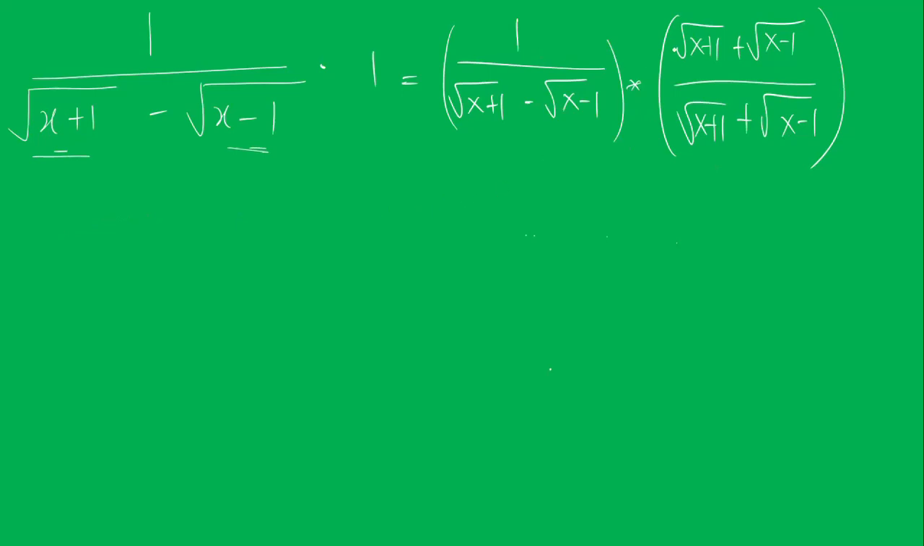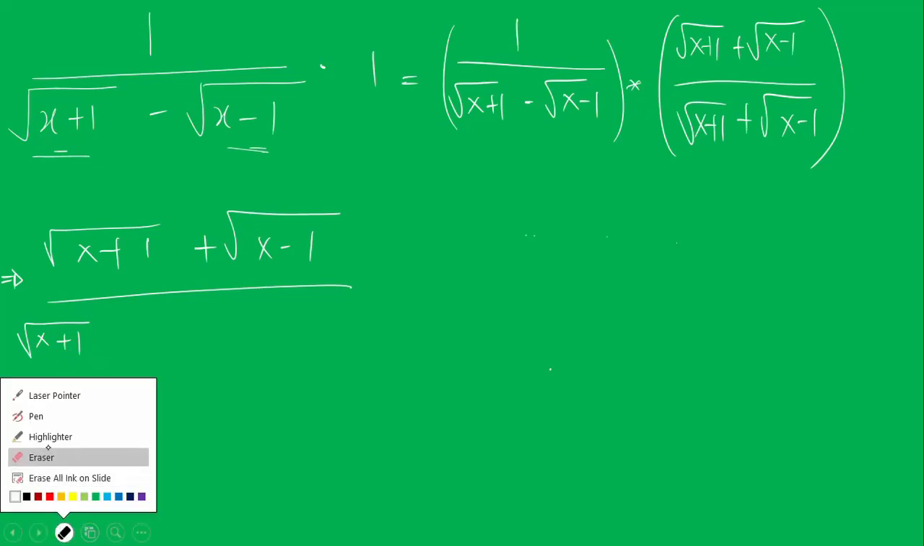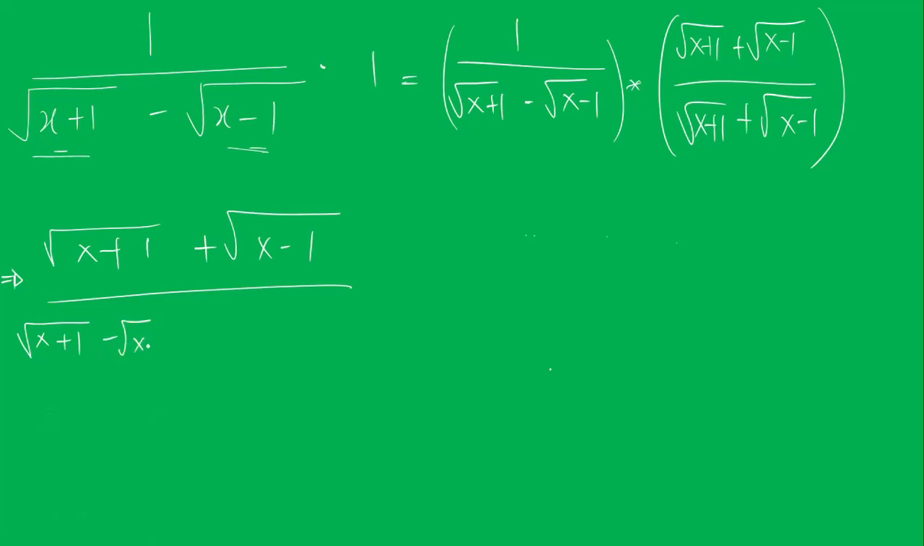So 1 times the whole of this will give you, so it implies that this 1 times this will give you x plus 1 plus the square root of x minus 1 divided by the whole of this, we say square root of x plus 1, sorry, minus the square root of x minus 1, all brackets open again, the square root of x plus 1 plus the square root of x minus 1. Now, the whole of this, the denominator will remain the way it is.